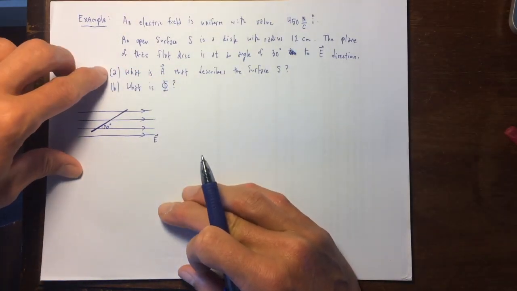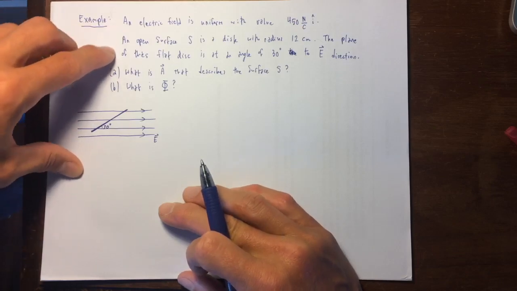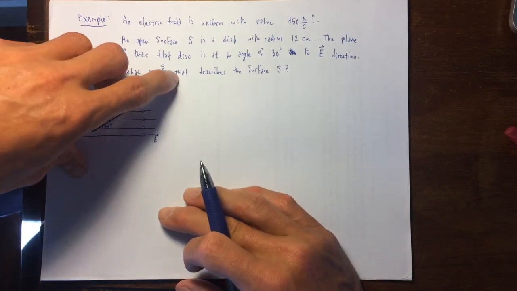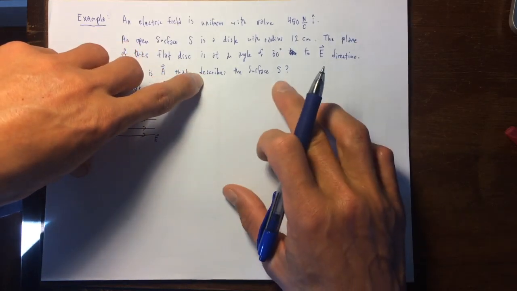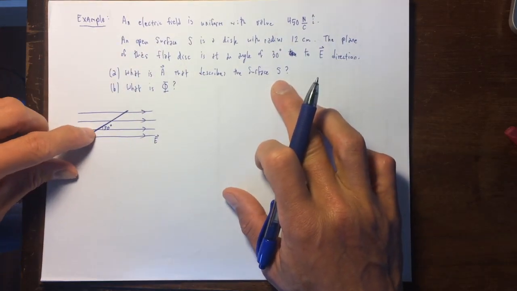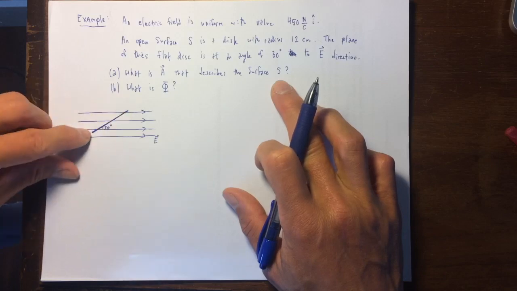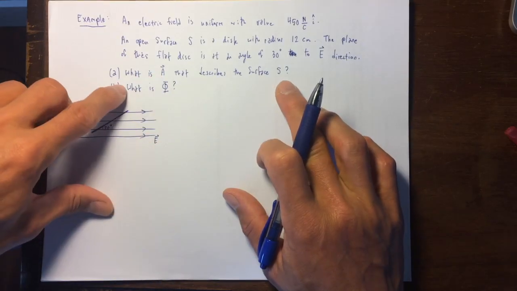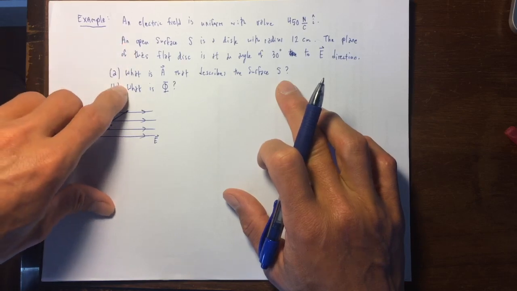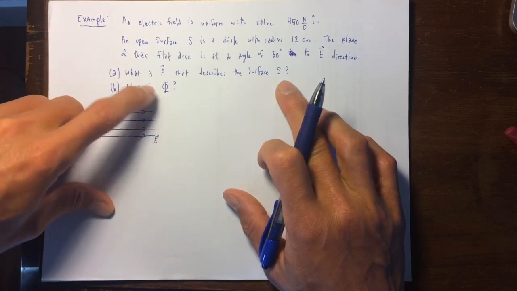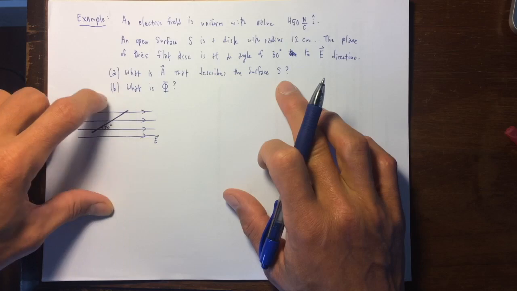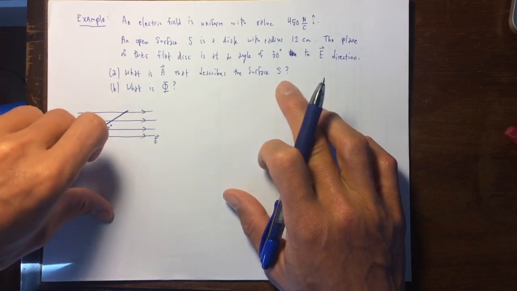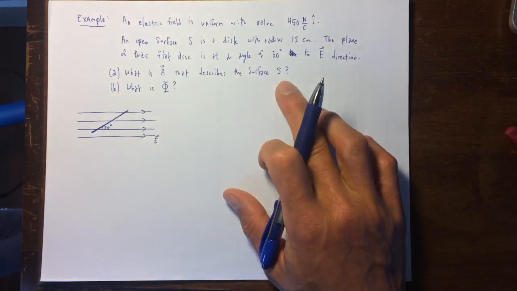And there are two questions for this setup. The first question is, what is the vector A that represents or describes the surface S? So S is this disk whose edge we're looking at, and we want to give a vector A. And the second part of this problem is, what is the flux? The flux in this case is the flux of this field through this surface, which is a disk of radius 12 centimeters.